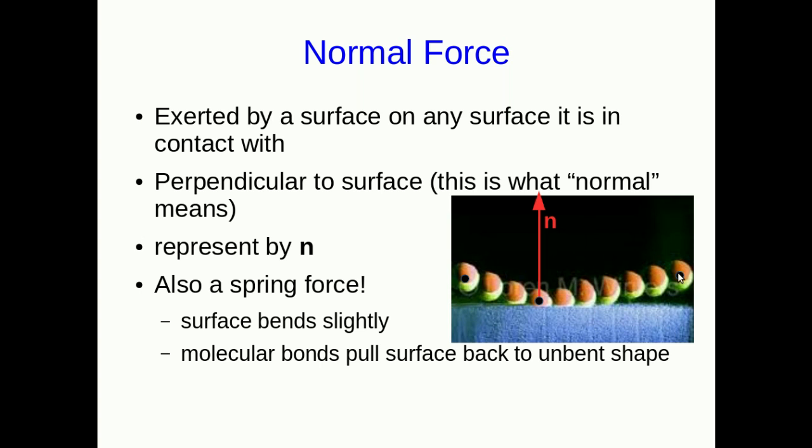But out here, where it's not in contact with the surface, there's no normal force on it. There's no object that could exert a normal force on it here because it's not touching anything. Now, what we mean by normal is perpendicular. We don't mean ordinary. Remember that another meaning of the word normal is perpendicular. A normal force is always perpendicular to the surface that exerts it.